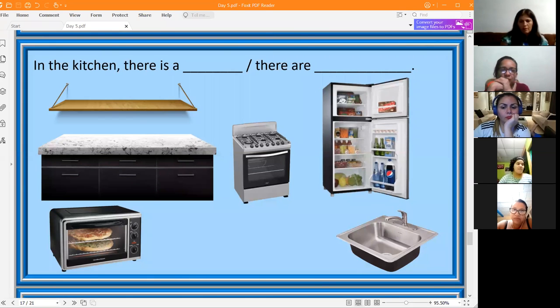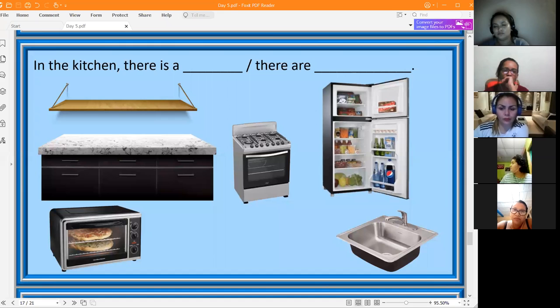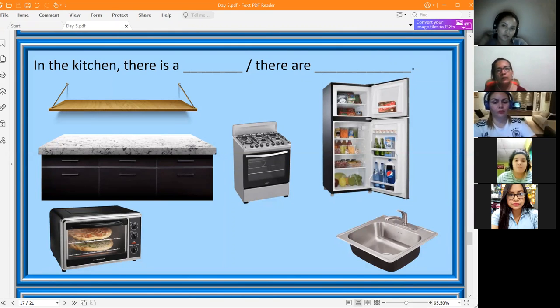Mariana Dolores. In the kitchen, there is a sink. There is a microwave. There is a refrigerator. Okay. That's it. Thank you very much. That's nice. Let's see, Xiomara Alejandra Marroquín, maybe? Yes, Marroquín. Okay.